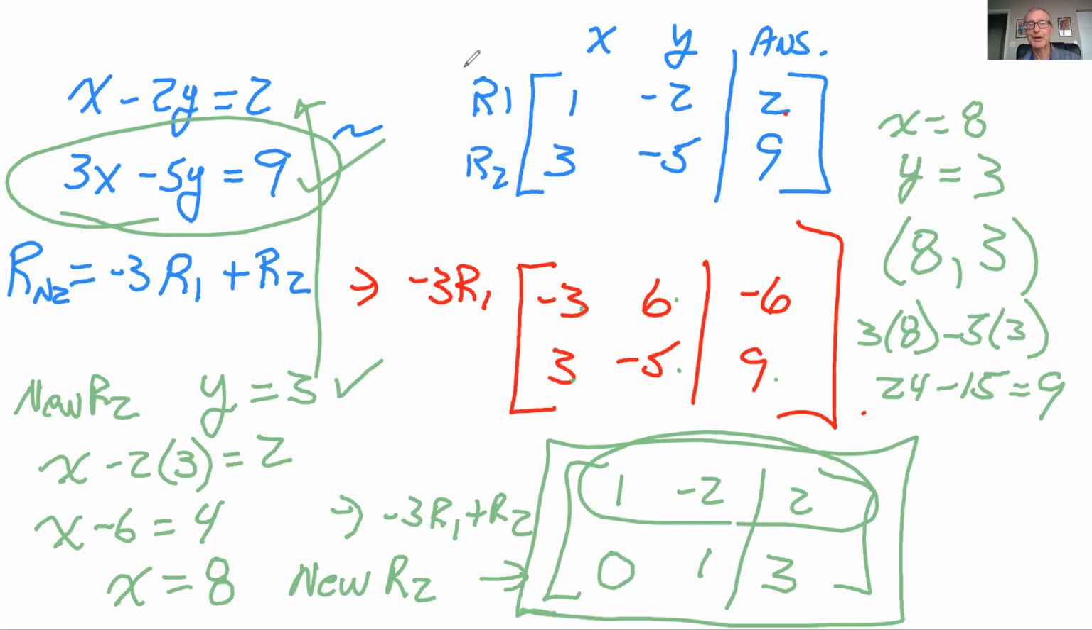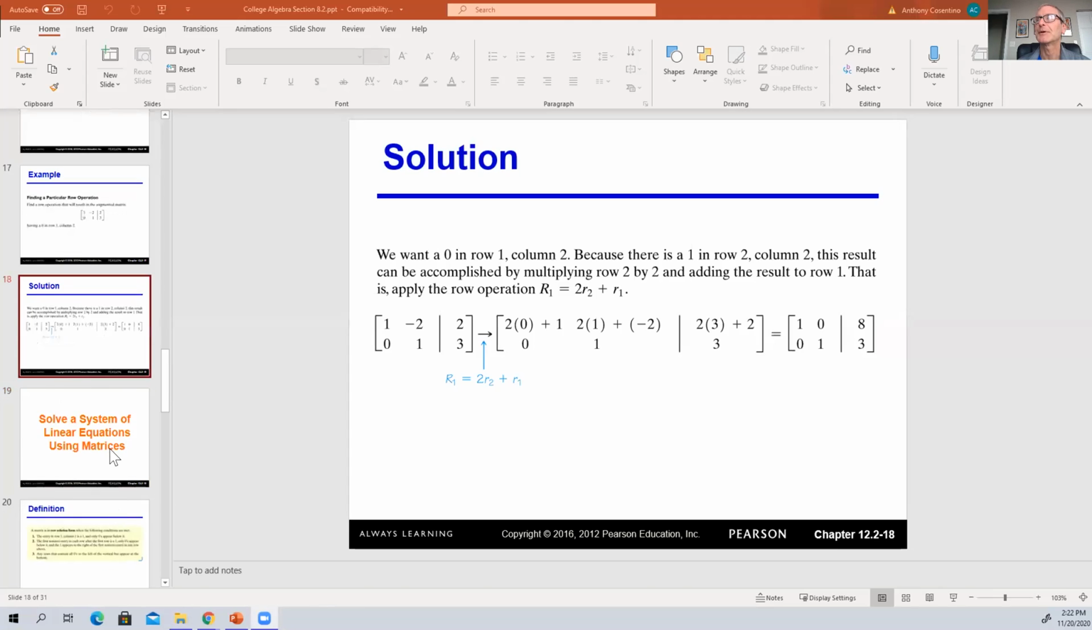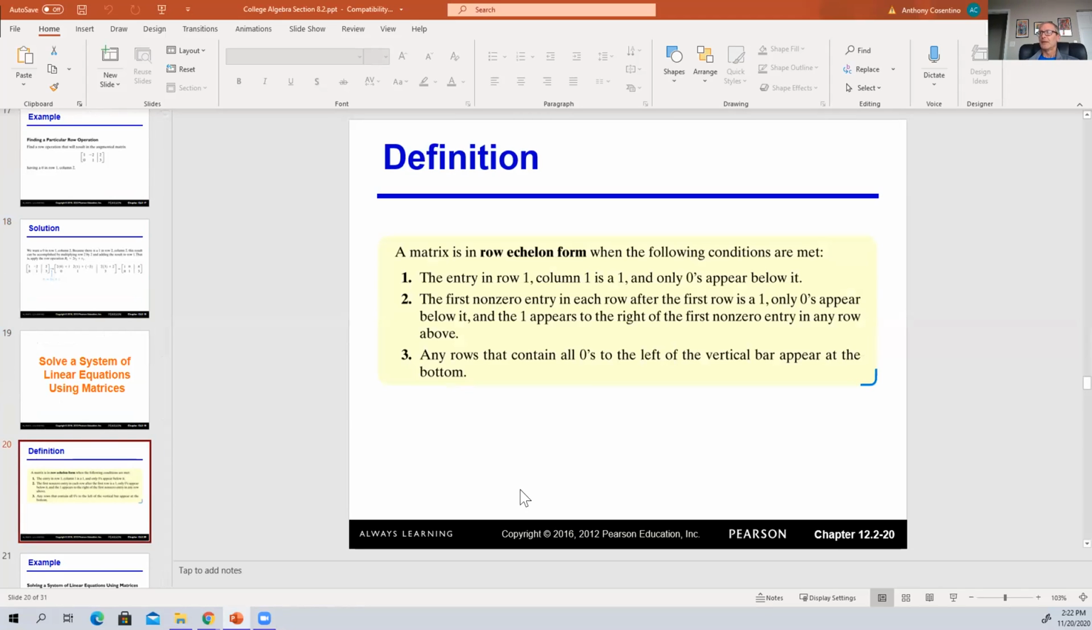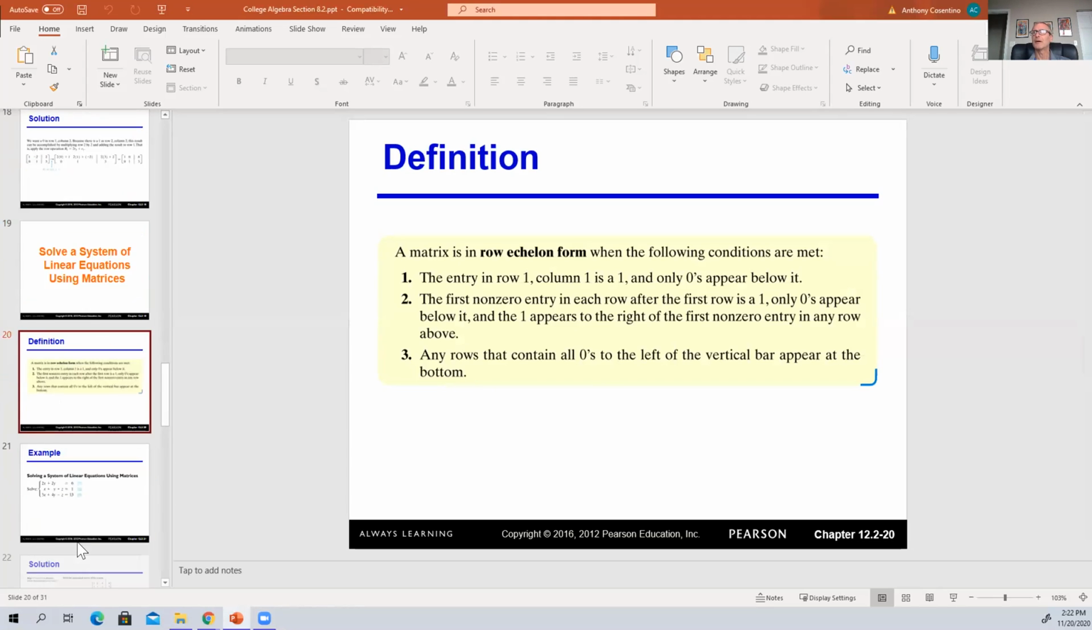So this is the manipulation for two variables. Taking the equation and putting it into what we call augmented matrix form and doing the same type of elimination. There are some fancy terms, and I do want to introduce one of them, and this is called the row echelon form. And this is that the entry in row 1, column 1 is a 1, and all the entries below are 0.